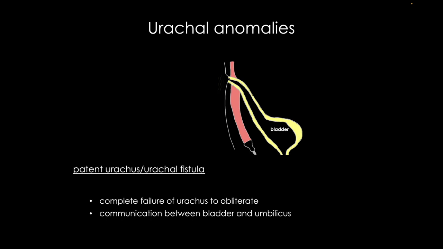And so what we see is a communication between the bladder and the umbilicus. Now, when the bladder is connected to the outside of the body, what happens? Well, what happens is we tend to see leakage of urine through the umbilicus. This is one of the first signs that is seen. Patients with this can also have redness around the umbilicus, abdominal pain, or even urinary tract infection.